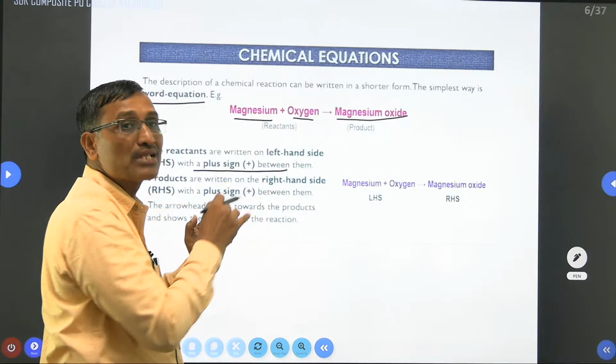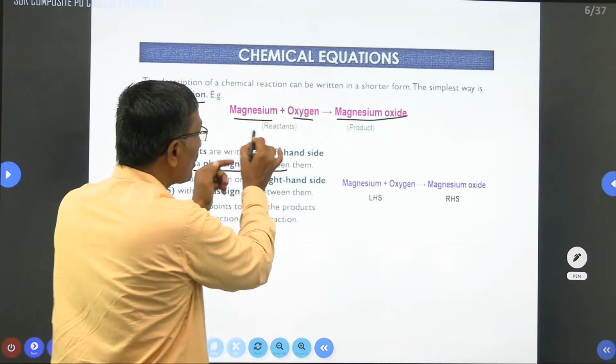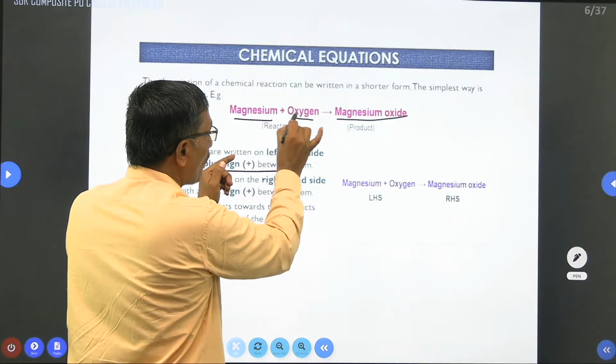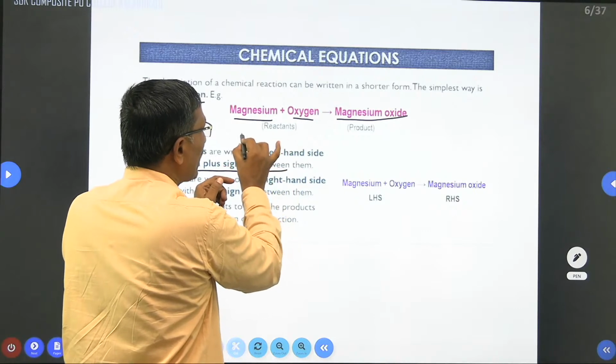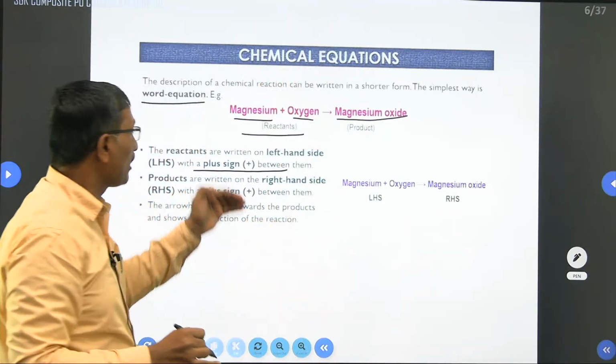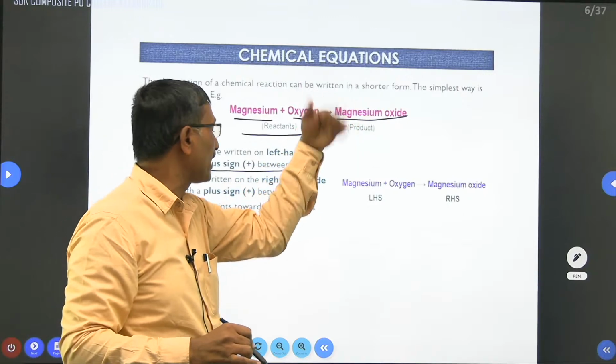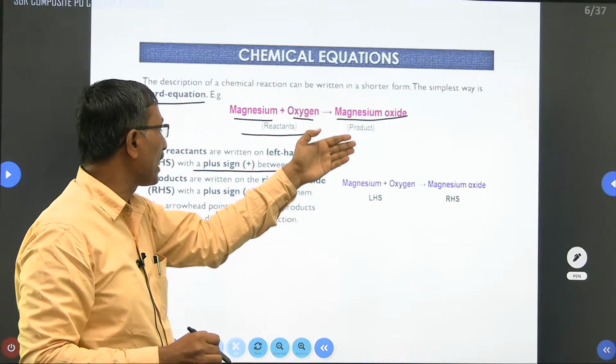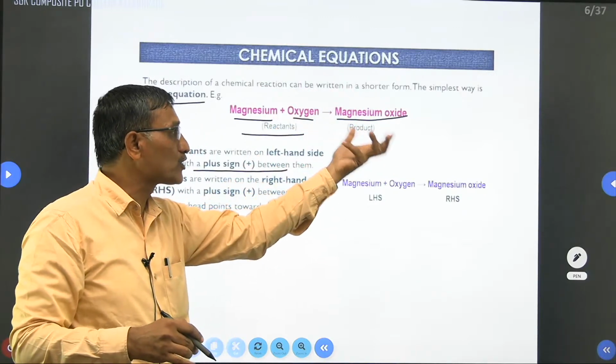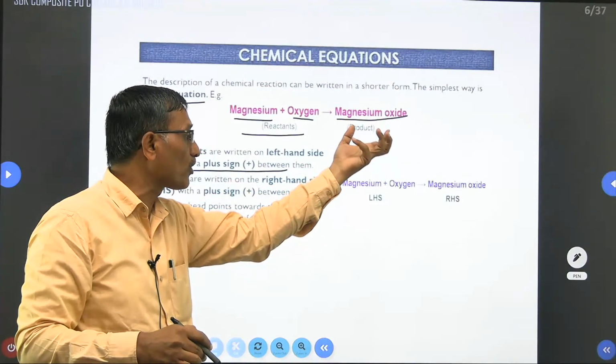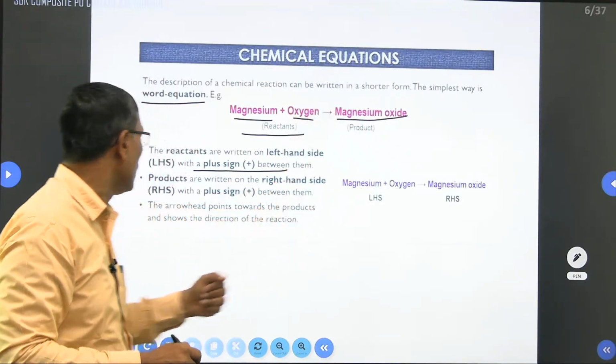We are inserting a plus sign. So it shows here on the left hand side magnesium plus oxygen. Therefore, these are known as reactants. And products are always written on the right hand side, with a plus sign between them. Suppose there are two products, between the two products you have to insert a plus sign.